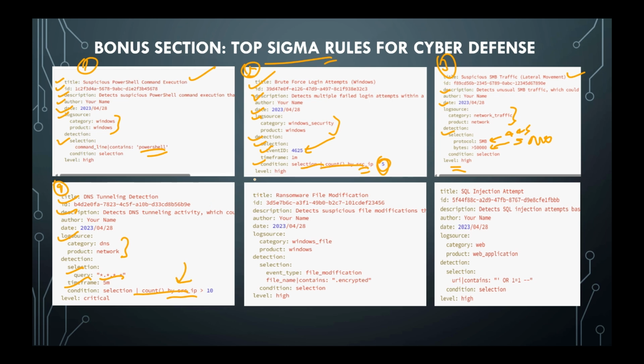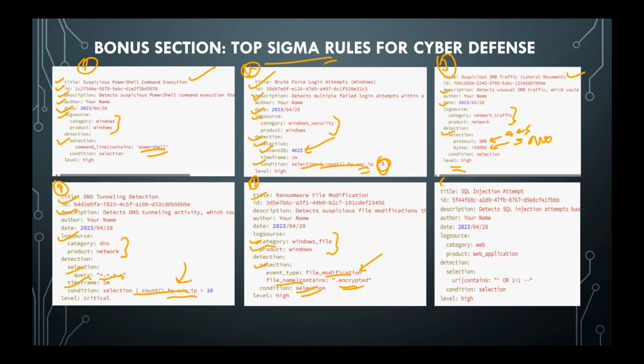And then number five, ransomware file modification. The category is Windows, and selection type is file modification, so event type is file modification, and the condition is when Sigma sees any file that contains .encrypted, that means the ransomware file modification has started on the machine.